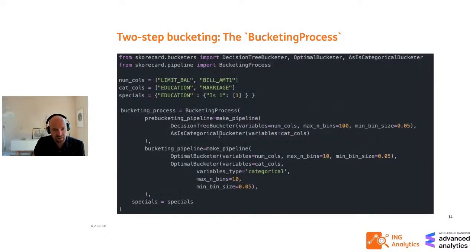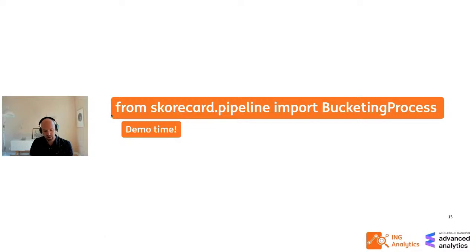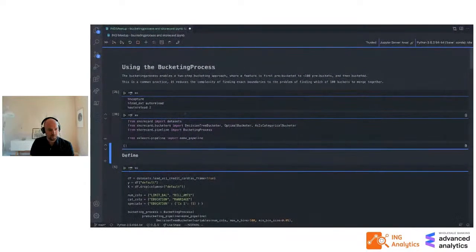It looks like a lot of code, but it's not that bad. Basically, you now have two pipelines. There's the pre-bucketing one, where you bucket any features that you want, and there's the final bucketing, and you can specify the specials as well. Then you have a bucketing process, and this will take care of all the bucketing. This bucketing process works the same as any bucketer. So let me show you.